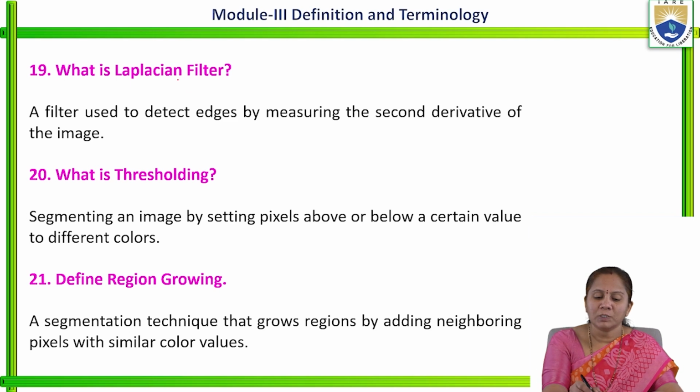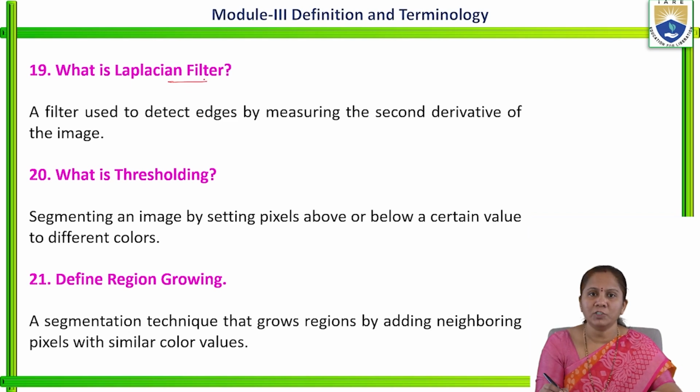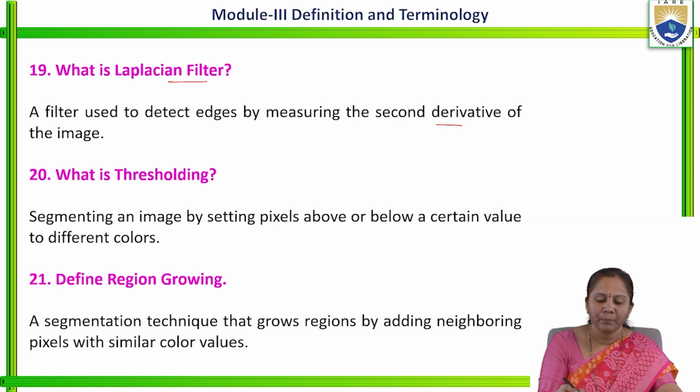And next one is, what is Laplacian filter? This Laplacian filter is used to detect the edges by measuring the second derivative of the image. So it is first going to calculate the second derivative of the image, and then this filter is used to adjust the edges of the image.